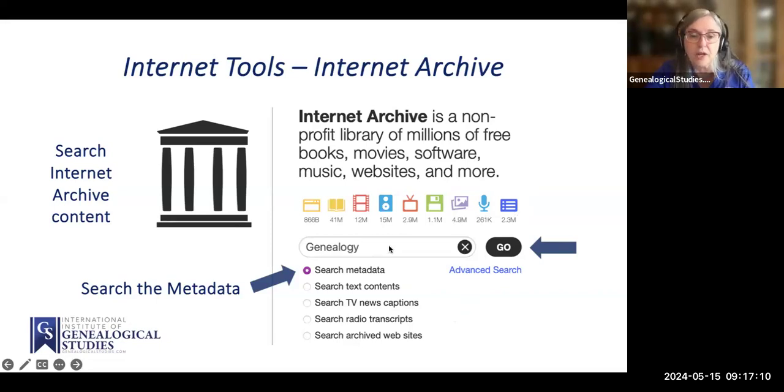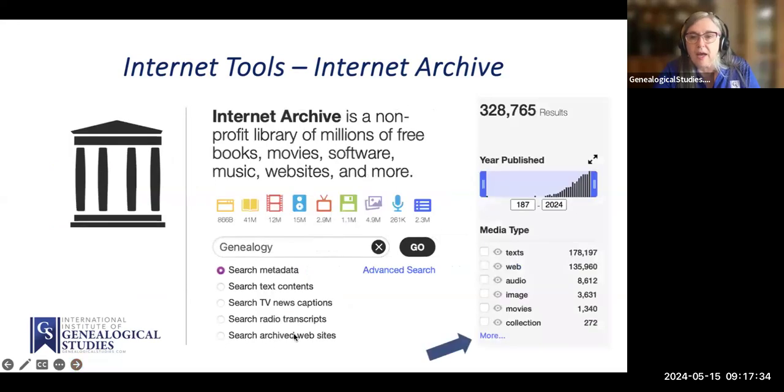And so I just put in the search box, this is on the main page, genealogy. And notice that I clicked the very first one, search the metadata. So the metadata is in the description. It's when it's posted, it's in the description of that file. And then I clicked go, and it came up with 328,765 results of genealogy in the metadata in the files on Internet Archive.